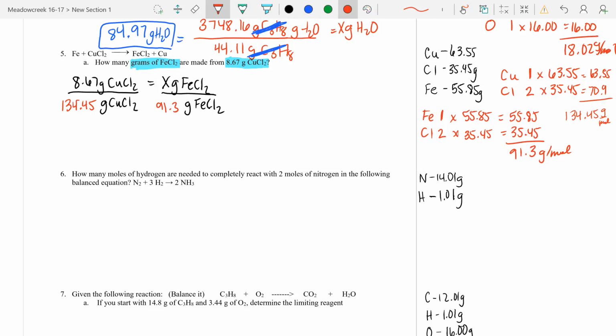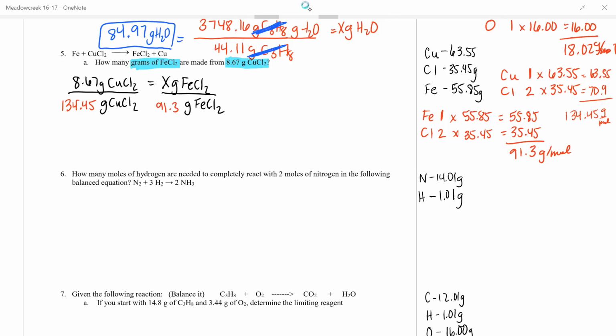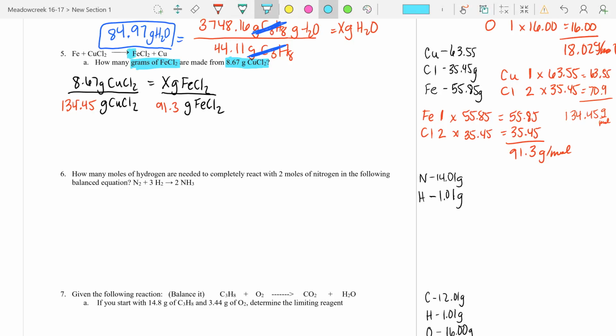Now, because I have two different compounds, I'm going to multiply by my coefficient. My coefficient in my problem for iron chloride is going to be a 1. And for copper chloride, it's also going to be 1. So nothing really changed there. So if we multiply by 1, again, that's not really going to change my overall answer.